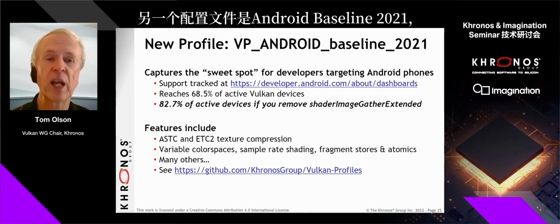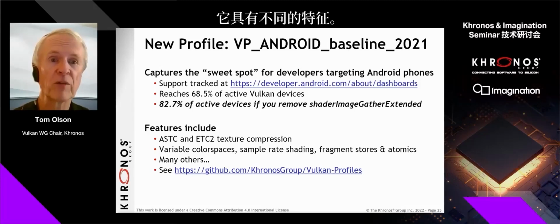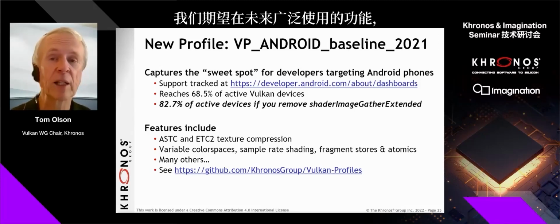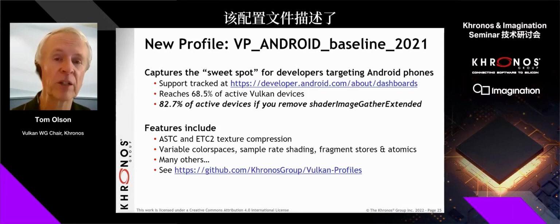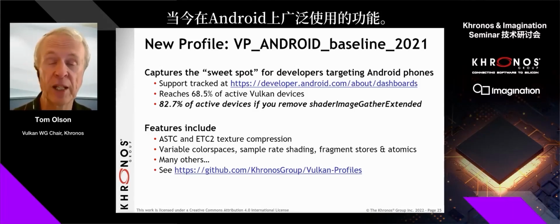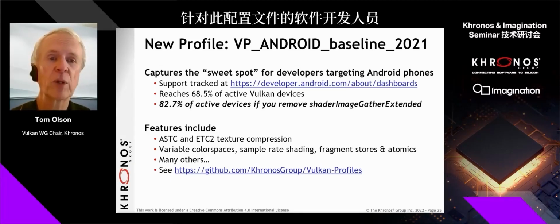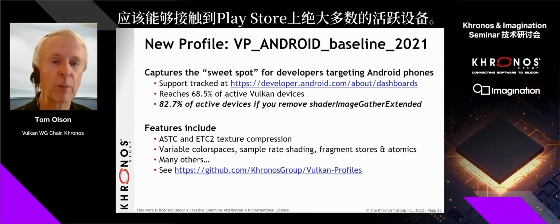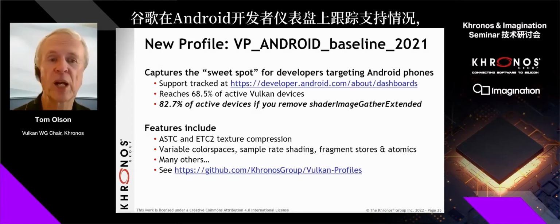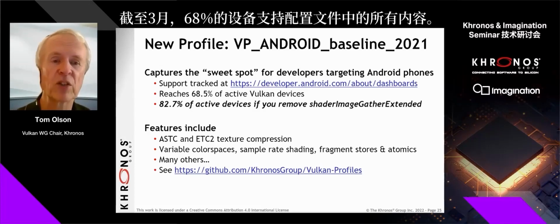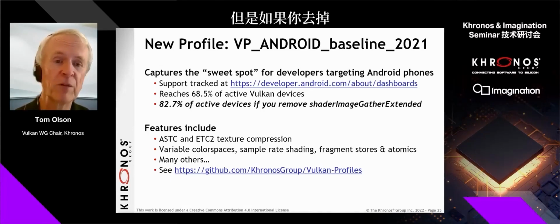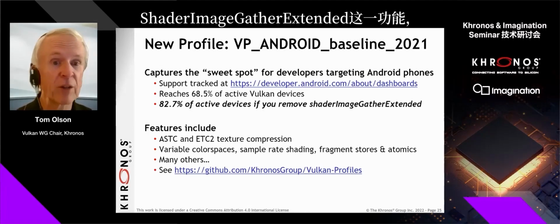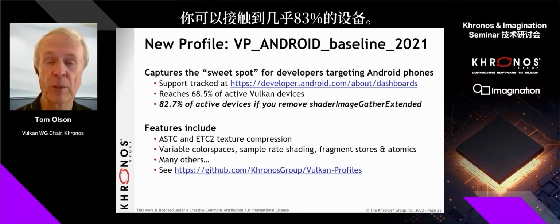The other profile is Android Baseline 2021, which has a different character. Where the roadmap profile describes features we expect to be widely available in the future, this profile describes features that are widely available today on Android. Software developers who target this profile should be able to reach a large majority of devices that are active on the Play Store. Google tracks support on the Android developer dashboard, and as of March, 68% of devices supported everything in the profile. But if you leave out one feature, Shader Image Gather Extended, you can reach almost 83% of devices.